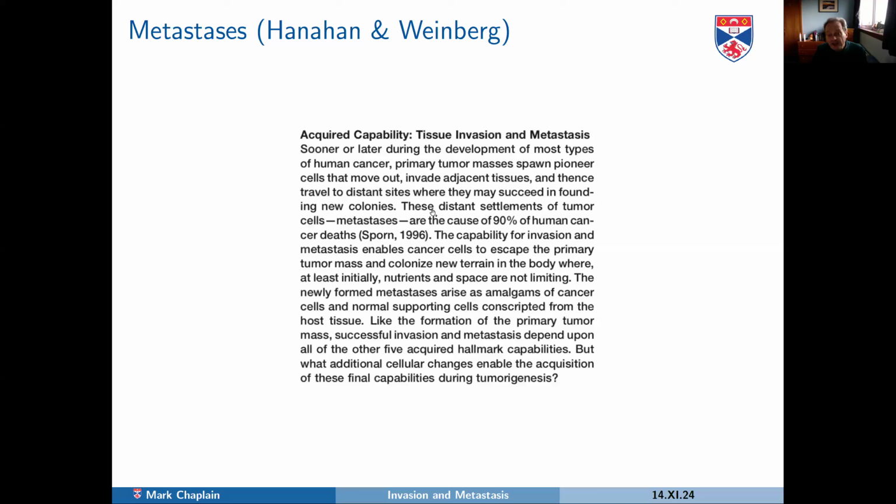And as they say here in the middle of this paragraph, these distant settlements of tumor cells, metastases, are the cause of 90% of human cancer deaths. So basically, if cancers didn't spread, far, far fewer people would die. And so if you could stop cancer spreading, then by definition, far fewer people would die, and it would be easier to treat and perhaps localize the primary tumor. But once a primary tumor spreads, successful treatment and prognosis is very poor.